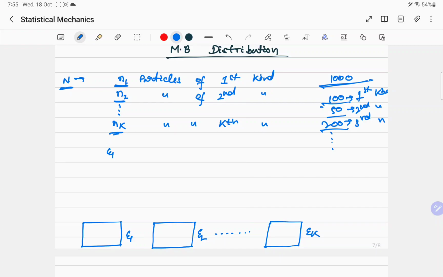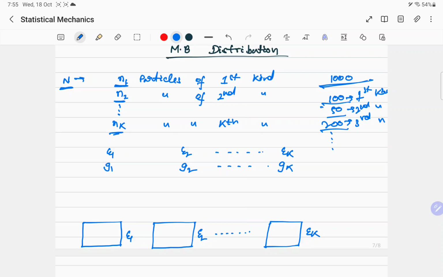So I have energies epsilon 1, epsilon 2, ... epsilon k. And this epsilon 1 box is subdivided into G1 parts, that is, G1 is its degeneracy, G2 is the degeneracy of the second box, and similarly Gk is the degeneracy of the kth box. What do I mean by degeneracy?